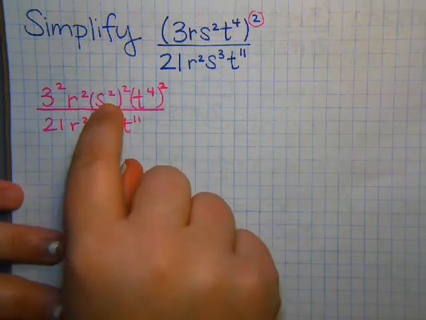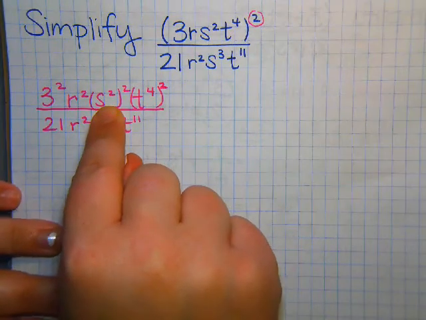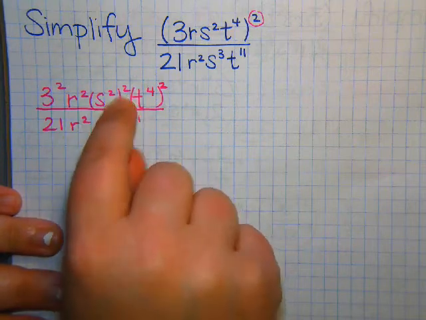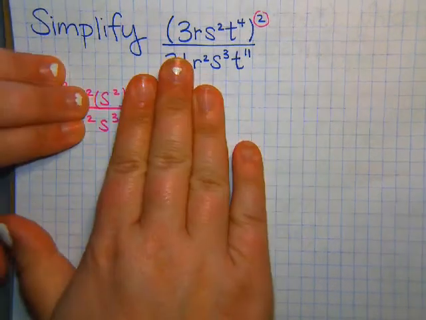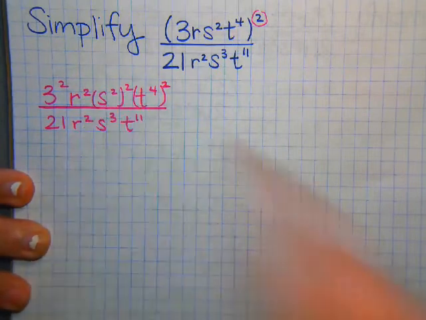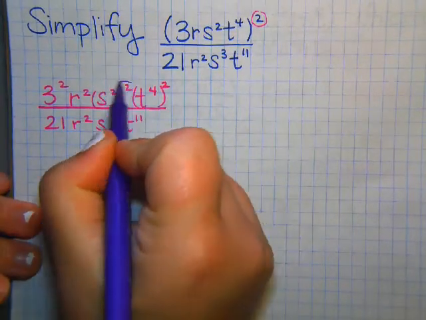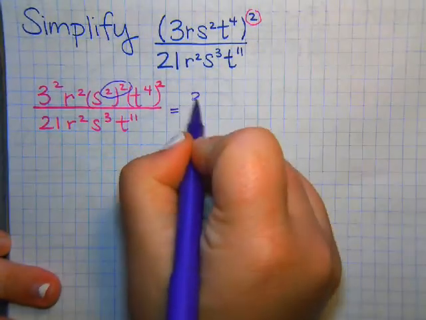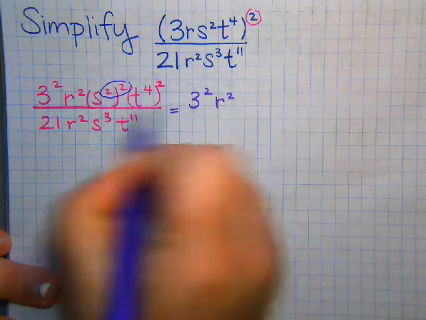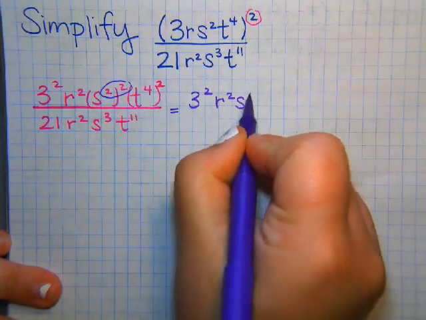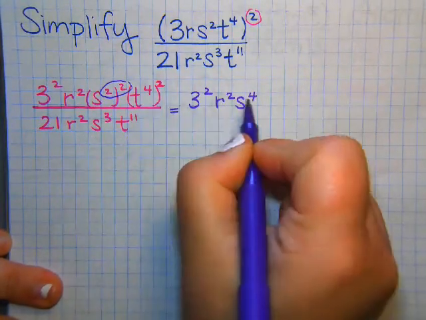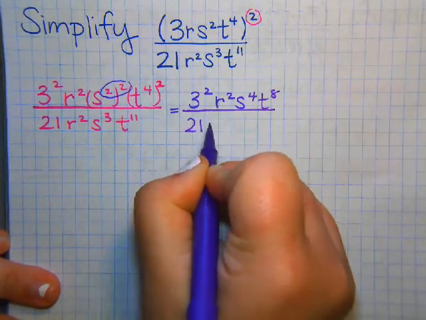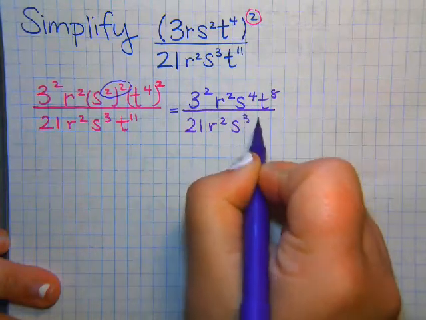So again, firstly, you can follow PEMDAS for this. So you would take care of parentheses and exponents before you would do multiplication or division. So what I'm going to do is raise these to their powers. The rule here is that if you have a power to a power, you multiply. So we have 3 squared, r squared, and then 2 times 2 is 4, so s to the 4th. And then 4 times 2 is 8, so t to the 8th. All over 21 r squared s cubed t to the 11th.